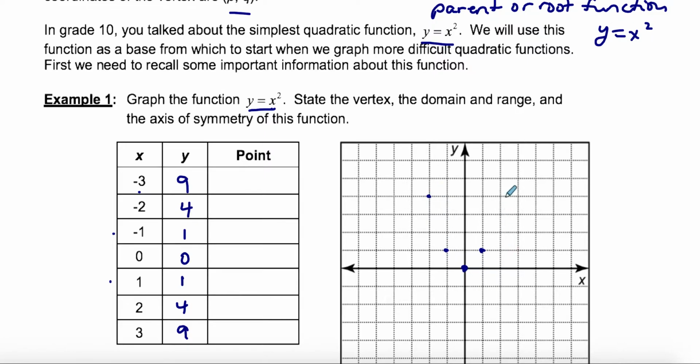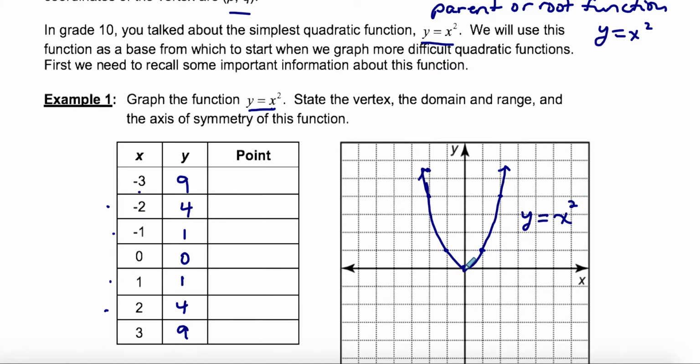So hopefully this is familiar. That is those 2 points here as well. And then from the vertex, if we have room, we'd go over 3 and up 9. So this graph isn't big enough, so we don't necessarily have to have the 3's. We see the shape here, and we know that it continues on, so we put arrows at the end. This is our original root function, y equals x squared, or we could say f of x equals x squared.